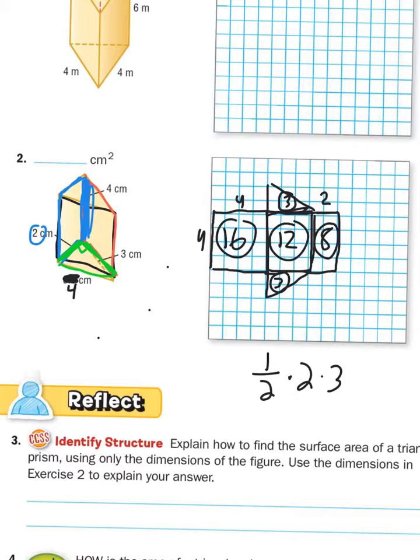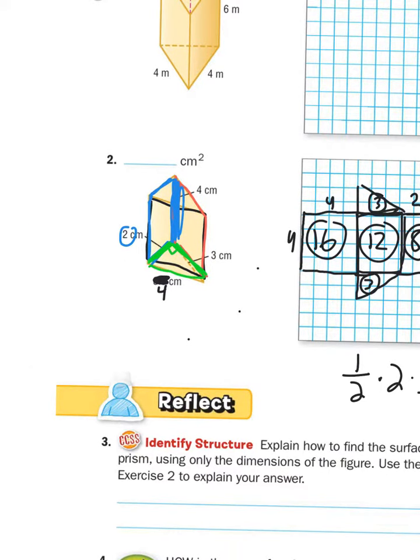Add all those up and you should have your surface area. So you could use a calculator. I'm going to use a little mental math. 12 and 8 is 20, plus 16 is 36, 39, 42. So you should have, total surface area is 42 square centimeters.